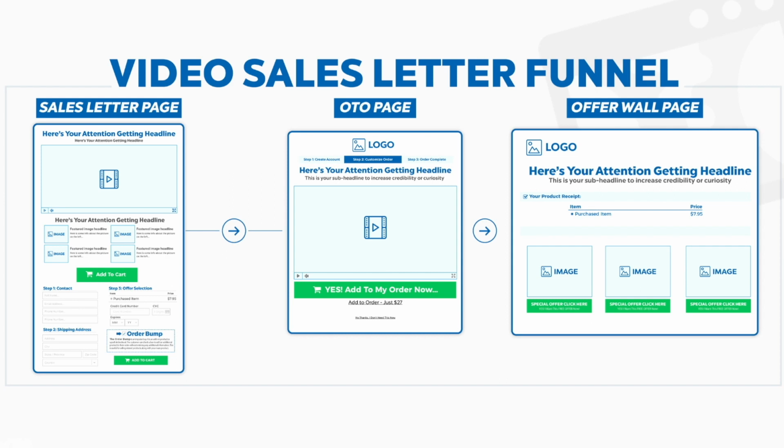And then the next page you have an OTO page or a one-time offer page. This is where you make a special one-time offer, you upsell something and someone can click on that button and have a one-click upsell to add that to their order. And then the last page is a thank you page or an offer wall page where you thank them for their order and you give them the thing they just bought. Okay, so that's kind of what it looks like.